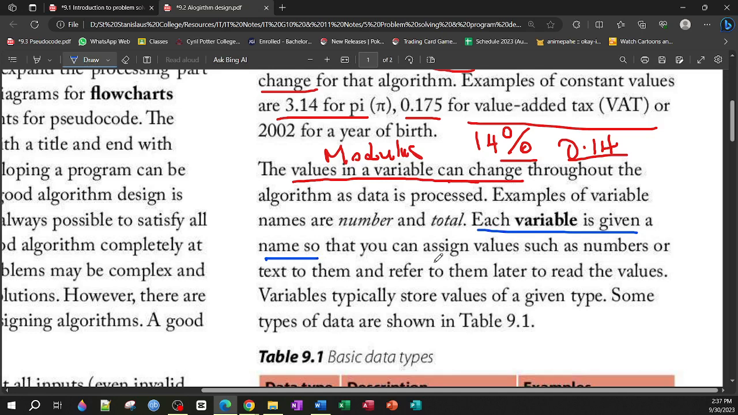Can two variables have the same name? No, sir. No, they cannot have the same name. Good, very good, because that will conflict with each other.